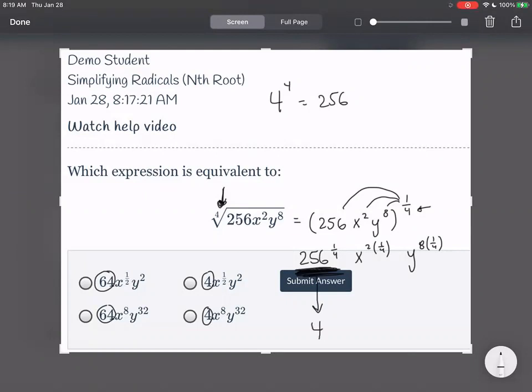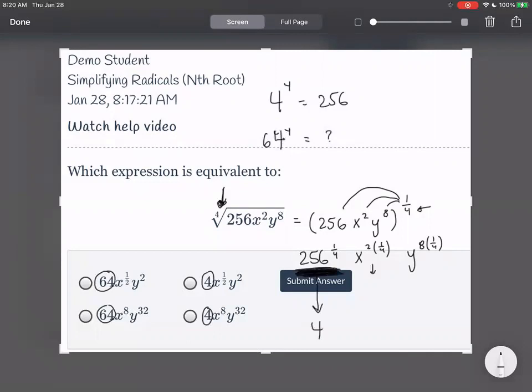And then just for the record, if you tried 64 to the power 4, that's going to be a really large number. I don't know what it is. I'm not going to type it in my calculator, but it's a lot larger than 256. So 256 to the power 1/4 is 4, and then x squared to the power of 1/4.